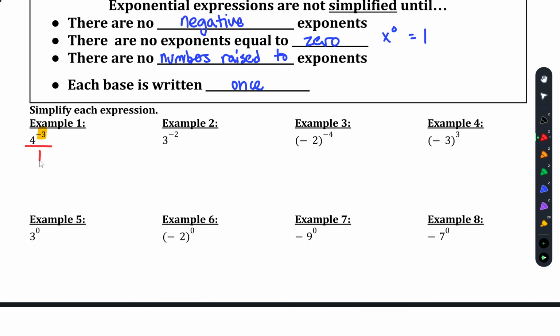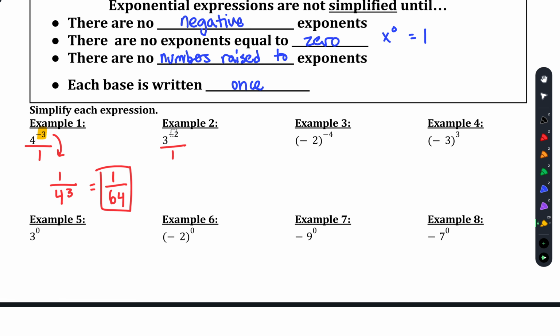Does that make sense? Same thing in example 2. We're imagining that this is like 3 to the negative second over 1. I see that negative exponent, and to get rid of it, I move the entire thing down to the bottom. So this is 1 over 3 to the positive second, or 1 over 9.